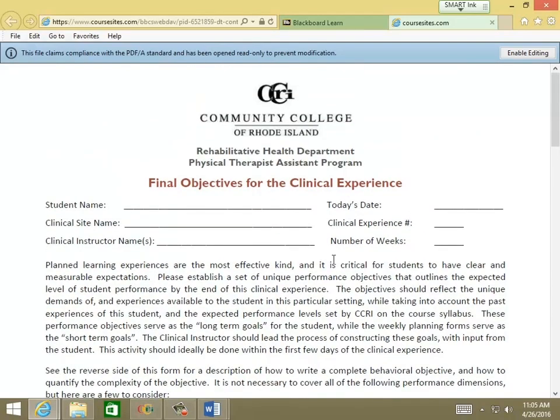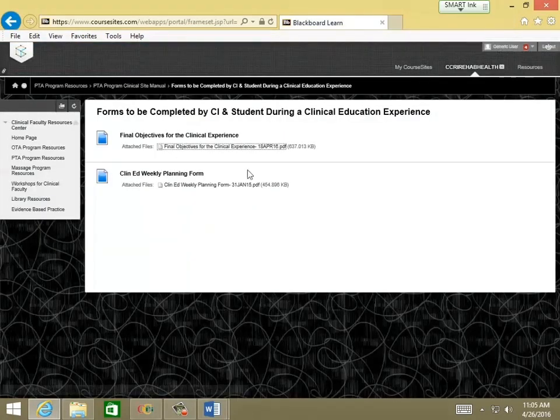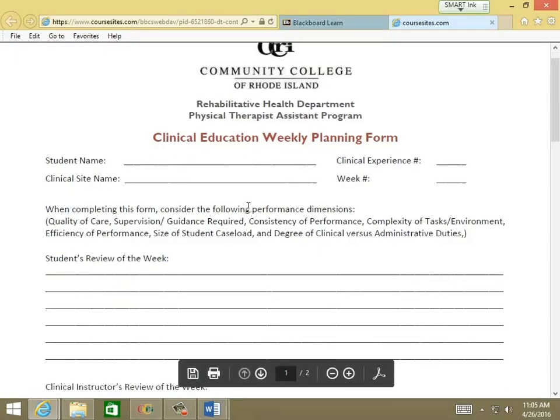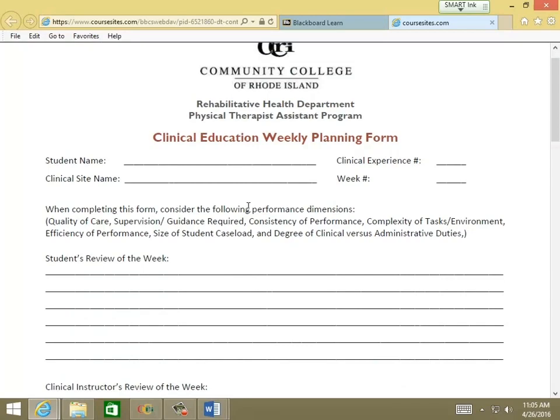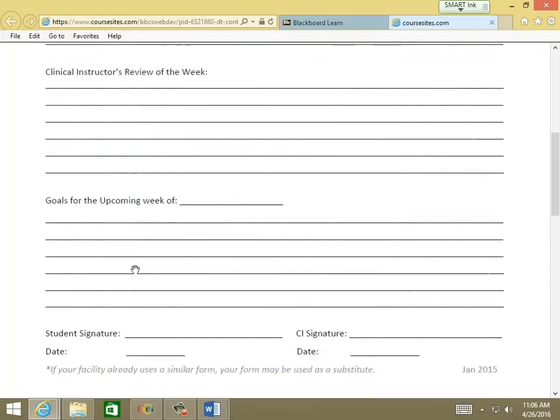And again, the student will initiate this at the end of the first week and provide you with their initial take on the goals, and then you can provide your additional input to them. Once the final goals for the experience are set, the student is requested to fill out a weekly planning form as well. We ask that students initiate this on Thursday night every week, that they go home and write up a brief review of the week, and that they write goals for the upcoming week.